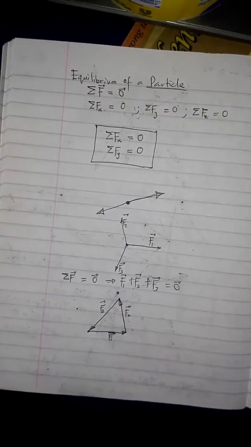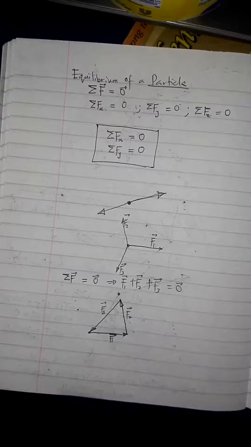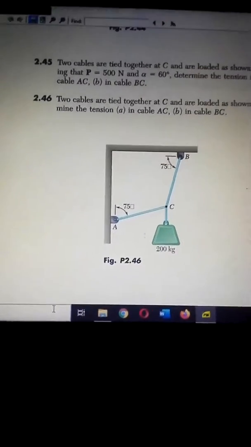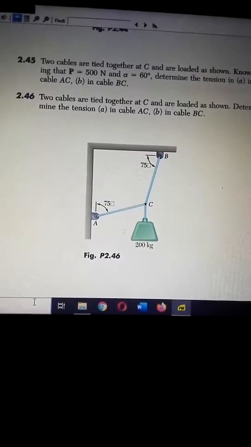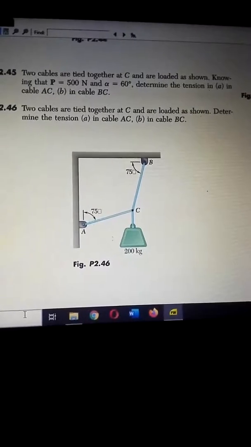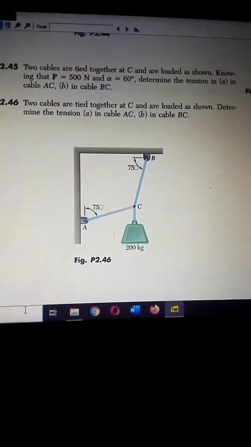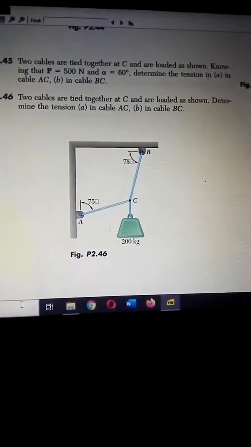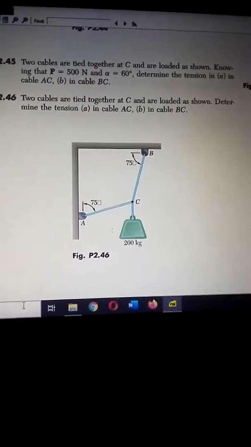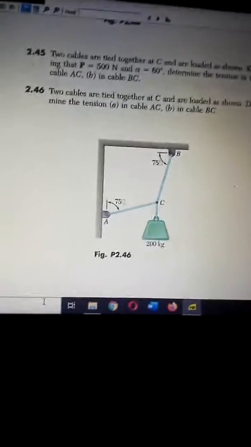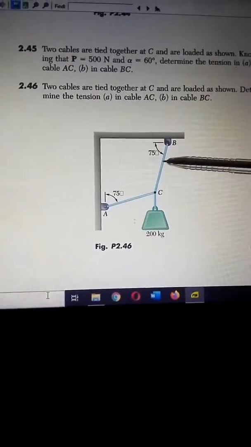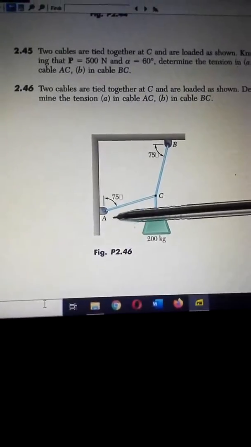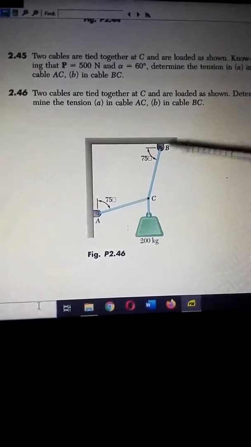So let us solve one problem on this before we end this class. So let's pick this example. Let's do this as example 2.46. 2 cables are tied together at C and are loaded as shown. Determine the tension in cable AC and the tension in cable BC. So you can see some things right there. You will notice that there are just 2 unknowns. We want to get the tension in cable AC. So this is the cable AC. We want to get the tension in this cable. Then we want to get the tension in cable BC.